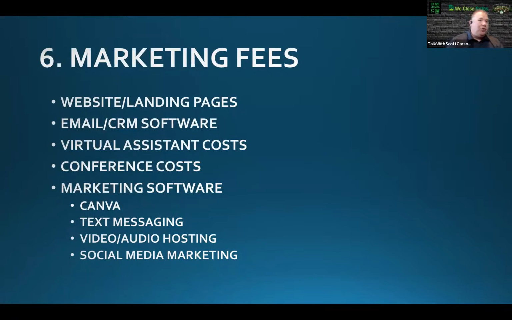And then postcards, if you're doing any type of direct mail campaigns to IRA investors, letters, postcards, doing any type of video or audio hosting like a podcast or YouTube channel or anything like that. Buffer.com for your social media marketing, or maybe a third-party service like that to post stuff on a regular basis. There are marketing fees, and it will vary across the board depending on where you're at.